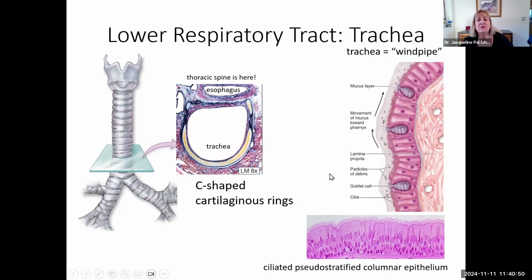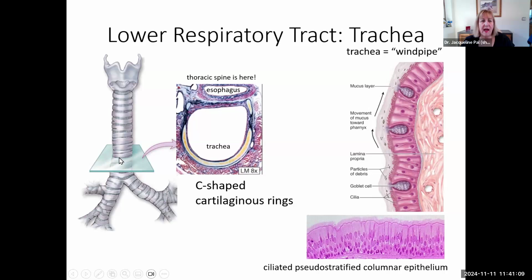That's right. This was a pseudostratified ciliated columnar epithelium. Fantastic. This is our normal respiratory epithelium. It's what we had in our nasal cavity. It's what we're going to have in a lot of our respiratory tract.